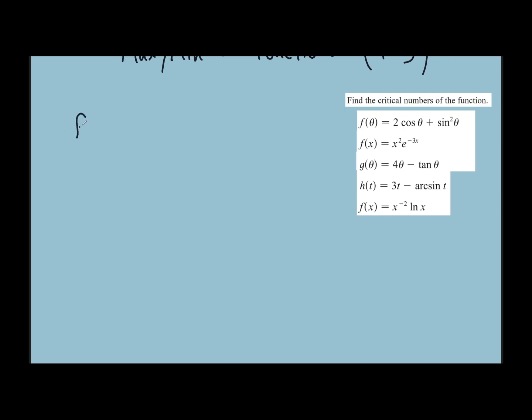Okay, f of x equals x squared e to the negative 3x. How do I find a critical number? Take the derivative, set it to 0. So what's the derivative of this? Can you tell me? It's going to be some kind of a product rule. And you know product rule, we've done it a bunch of times. U prime v plus v prime u. So 2x e to the negative 3x plus v prime, which is going to be the same.